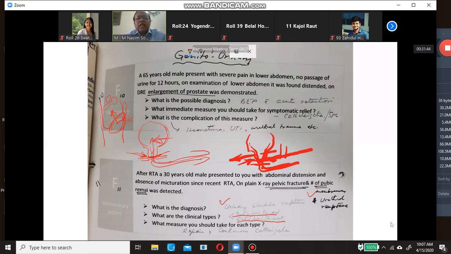Bladder repair is done in 2 layers. ঠিক আছে, one is mucosal layer, another is muscular layer. দুইটা লেয়ারে ব্লাডার রাপচারটা রিপেয়ার দেওয়া হয়। ঠিক আছে, and you have continuous catheterization for 10 days.